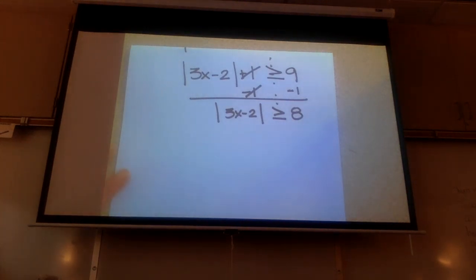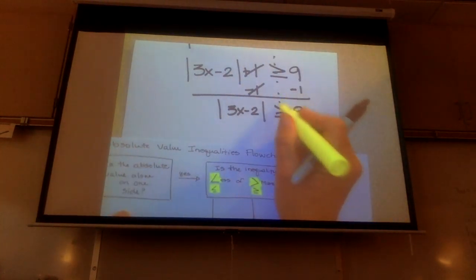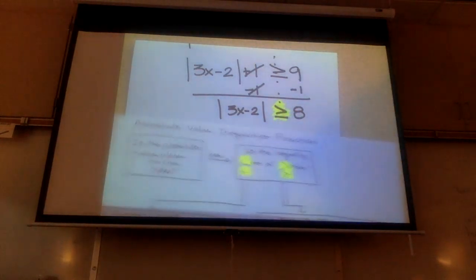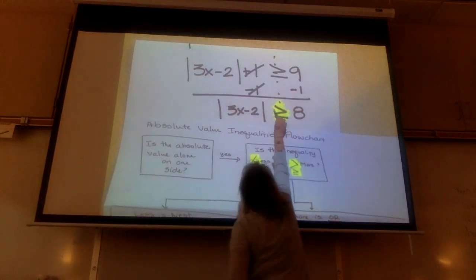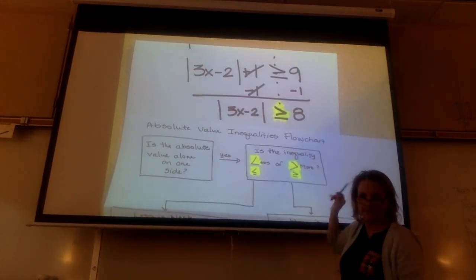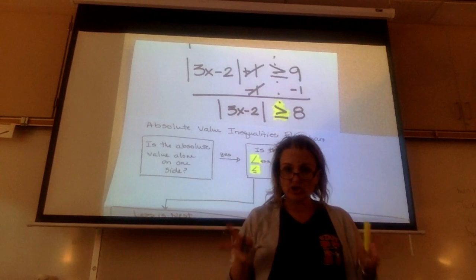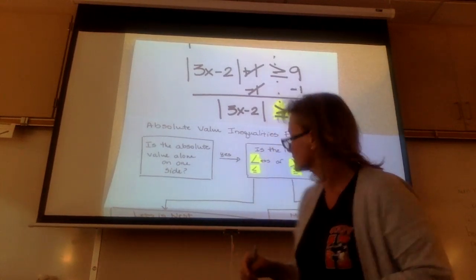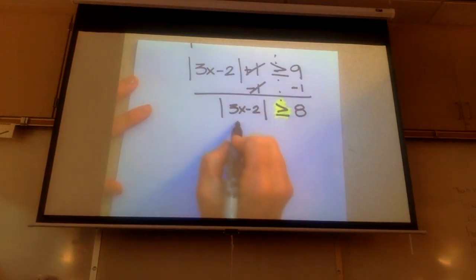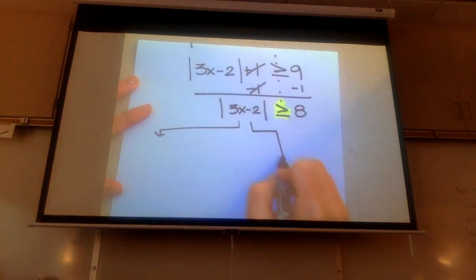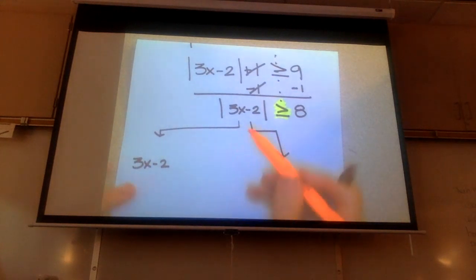All right, now I need to identify my inequality. Is it a less than or a more than? You see how this one and this one, they're the same. This is the more than side. So I need to go down to the other box. I'm going to end up writing 2 small inequalities. So when I split this one, I have 3x minus 2. That's from the inside.